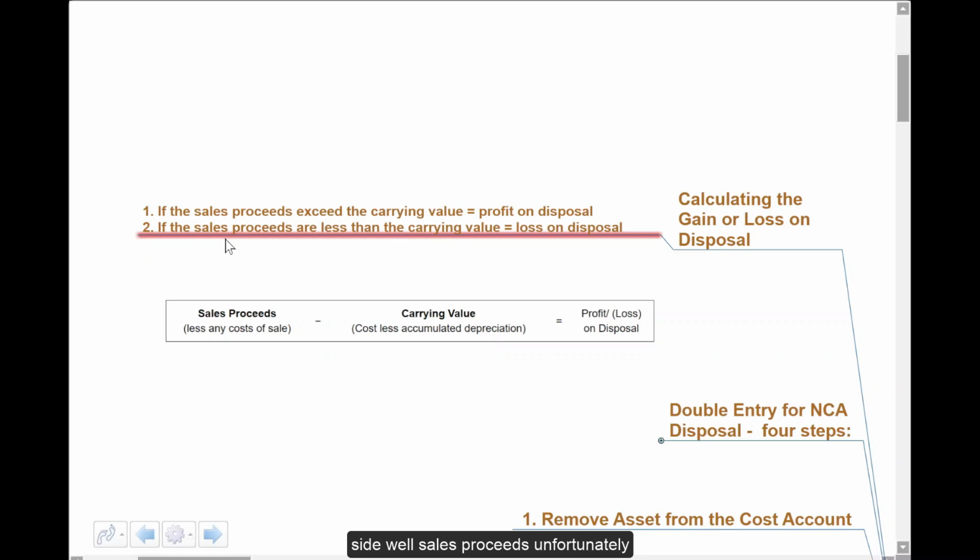What about the flip side? Well, sales proceeds, unfortunately, are less than the carrying amount. That means we've made a loss on disposal. It could work both ways. And remember, for exam questions, we need to be familiar with the mechanics of any scenario, not just one, not just a profit. Now, in terms of the little diagram here, make sure you're familiar with how these little diagrams filter into debit and credit. More of that in a moment.